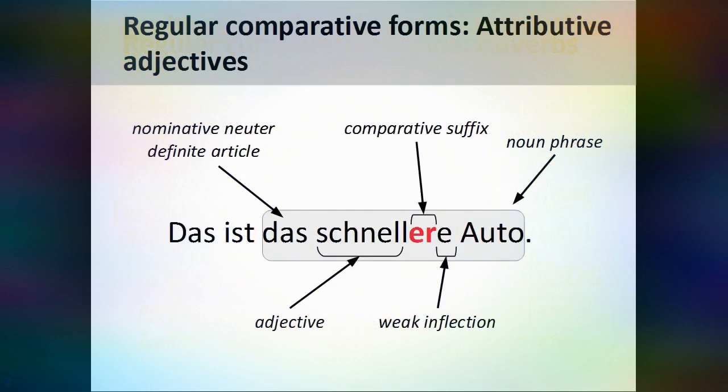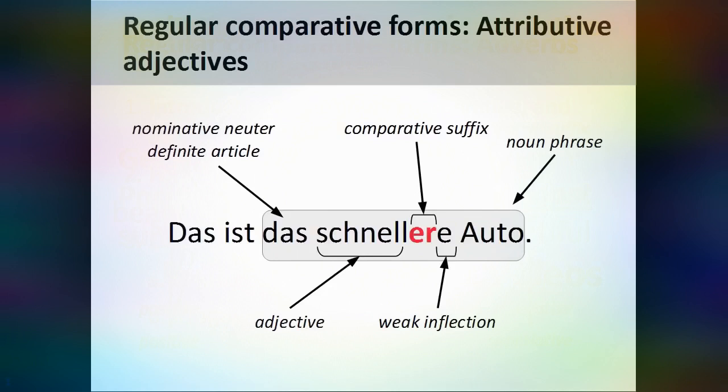Finally, you can use the comparative as an attributive adjective in a noun phrase. The sentence you see on the screen, das ist das schnellere Auto, or that is the faster car, contains one noun phrase, das schnellere Auto. This noun phrase, which on the screen is highlighted by the gray rounded box, consists of one neuter definite article in the nominative case, das, a comparative adjective with added inflection, schnellere, and the noun itself, Auto.